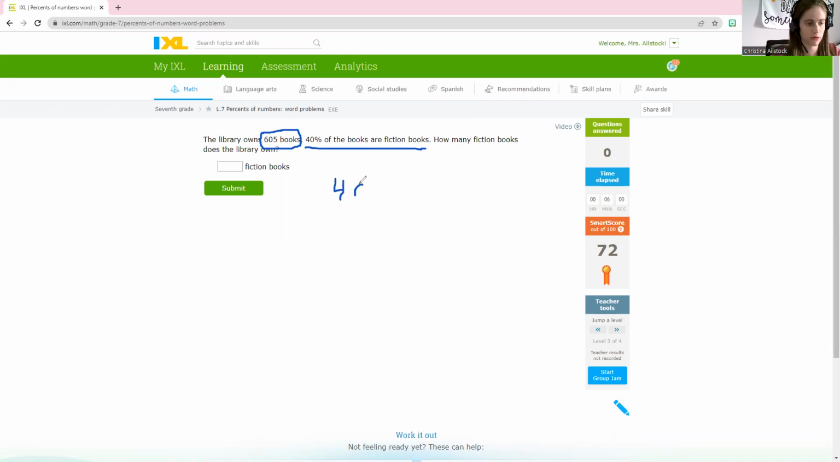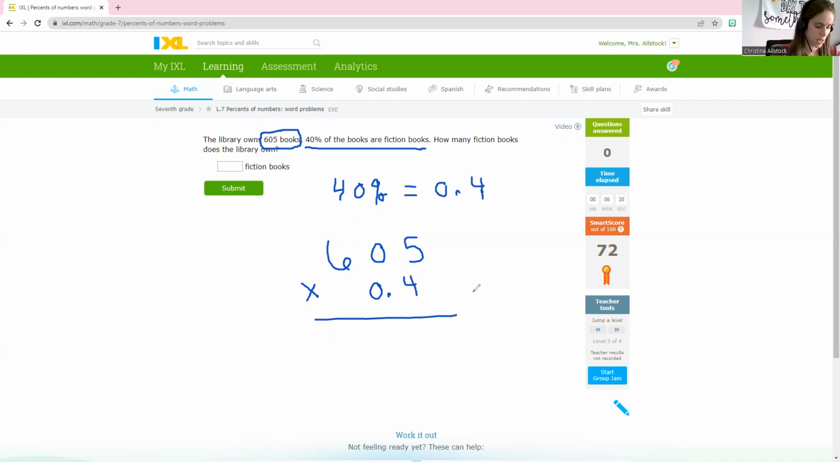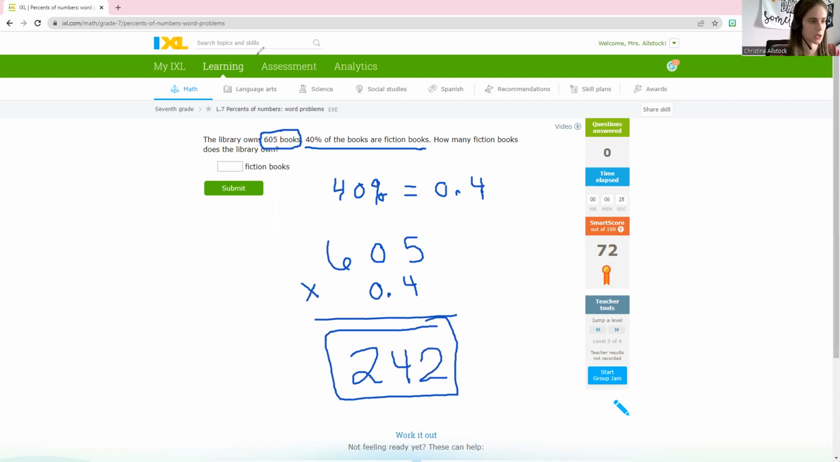So first off, 40% as a decimal would be equal to 0 and 4/10. Convert that percentage to a decimal so we can work with it. Now we can multiply our 605 books by our 0 and 4/10. And when we do that, we get the answer of 242. So there are 242 fiction books in that library. 40% of 605 is 242.